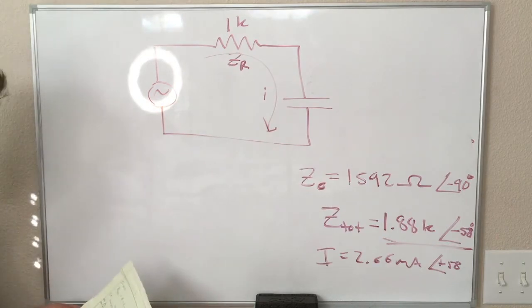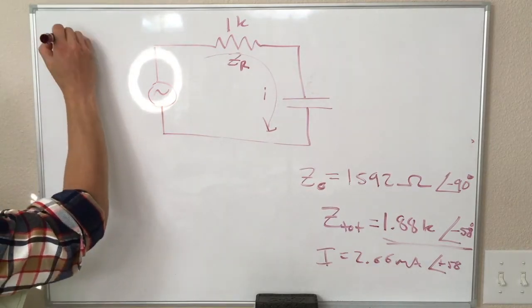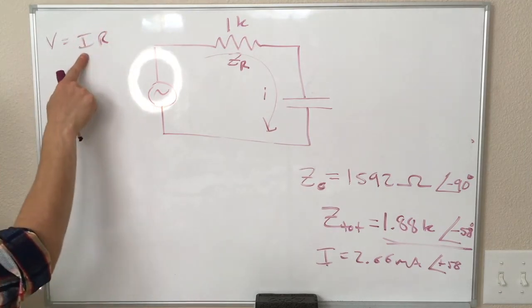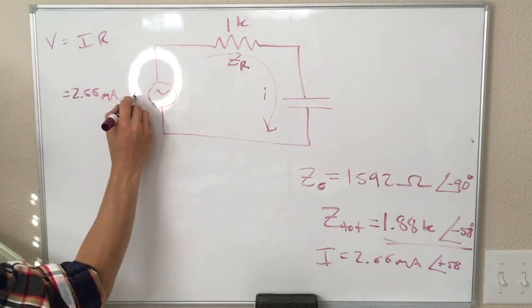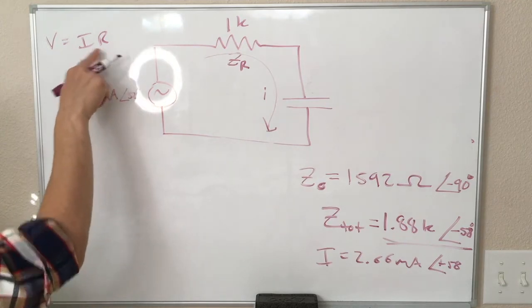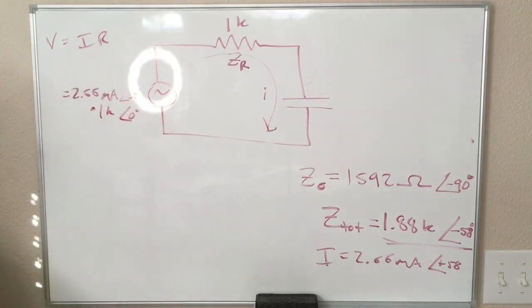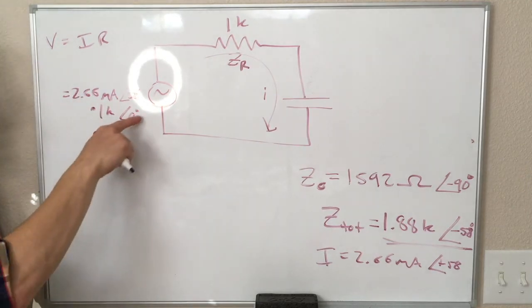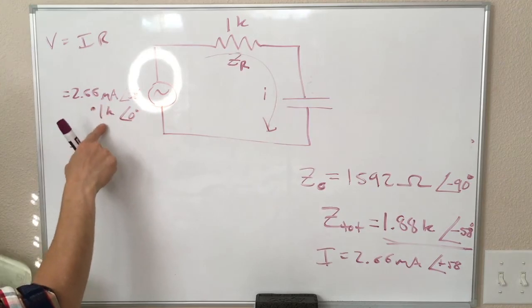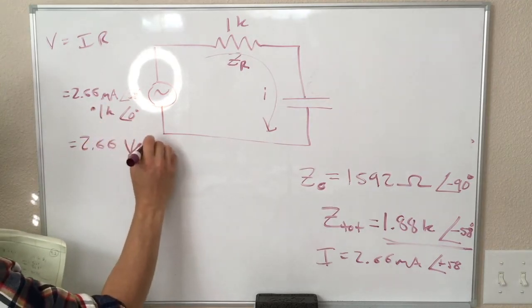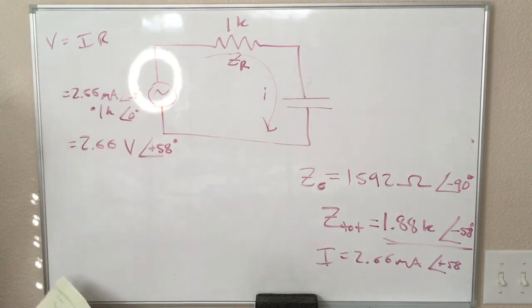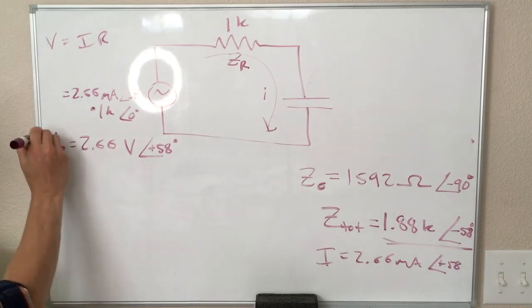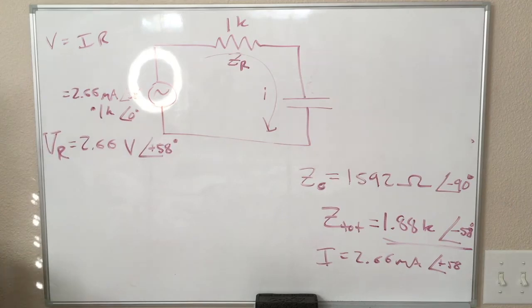So thinking about things just for the resistor, we have Ohm's law, V equals IR, and we know what this complex value of I is, right? So we have 2.66 milliamps at an angle of 58 degrees, and we're going to multiply that by our resistance, which is 1K at an angle of 0 degrees. So we're multiplying together complex numbers. That means we add these angles together, and 2.66 milliamps times 1K is just 2.66 volts at an angle of 58 degrees. I wrote plus 58 degrees. So this is the complex valued resistance voltage, or the resistor voltage.